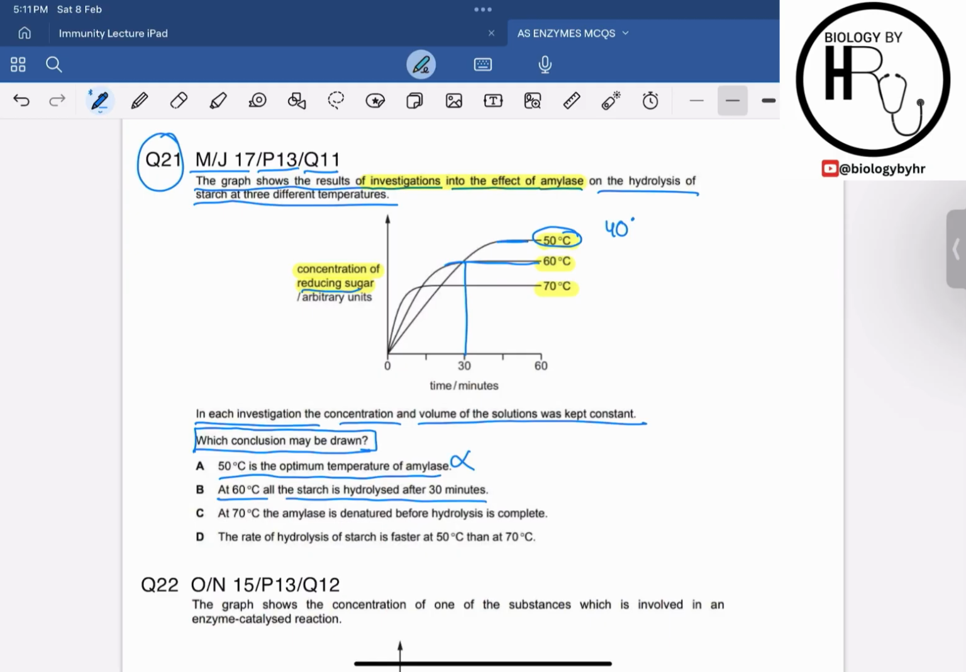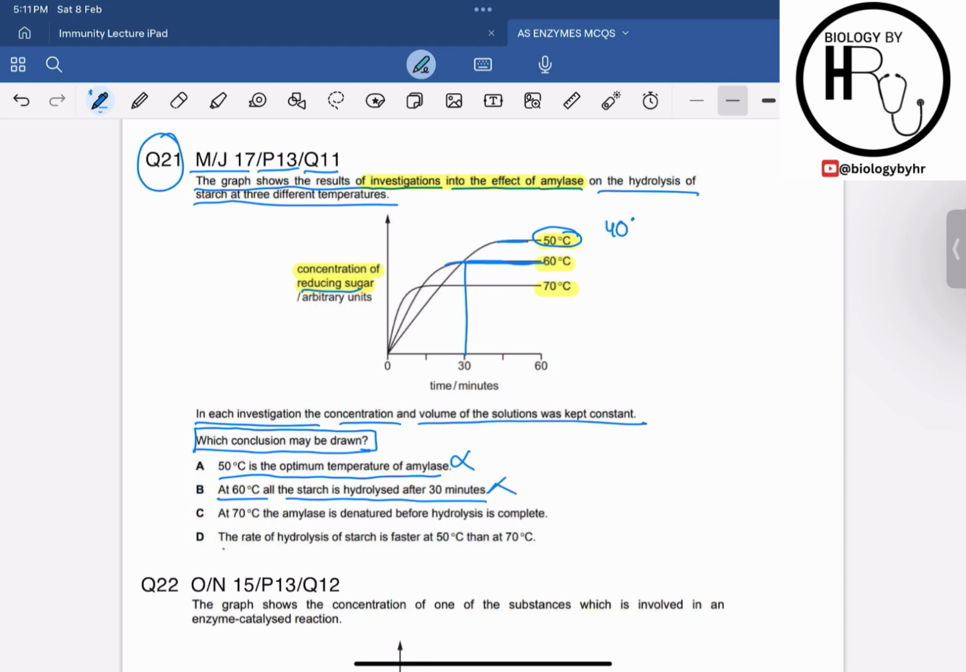After 30 minutes you guys can see that the concentration of the reducing sugar is constant, right? So we cannot say that all the starch is hydrolyzed after 30 minutes, because the concentration of the reducing sugar is not increasing, it is staying the same. So hence this statement is also incorrect over here.